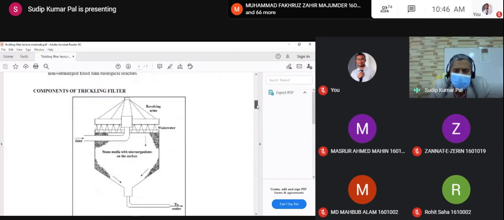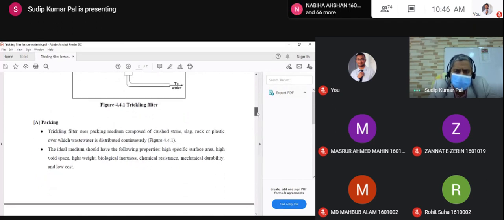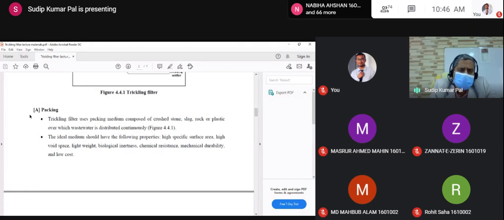So this picture you have already seen, I have discussed already. So we discuss more about the packing system. How this medium is produced with crushed stone, slag, rock, or plastic, whatever, where wastewater will be distributed continuously. The ideal medium should have the following properties. As you can see, we had not discussed the medium, how the medium should be, how we check that our packing or filter media is good enough to give the desired level of treatment.